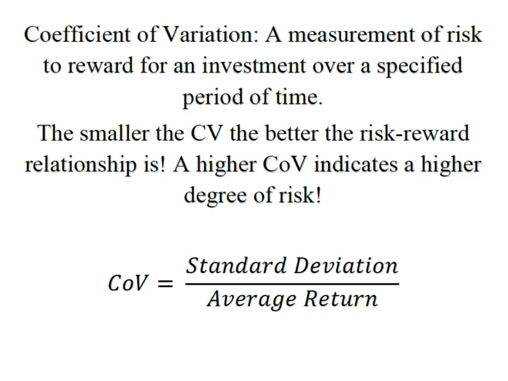The way that we're going to do that is we're simply going to take the standard deviation of the returns, divide it by the average return, and our result is going to be this coefficient of variation.